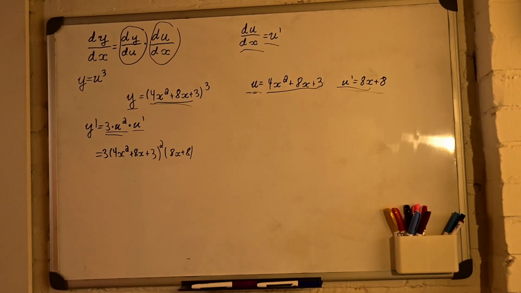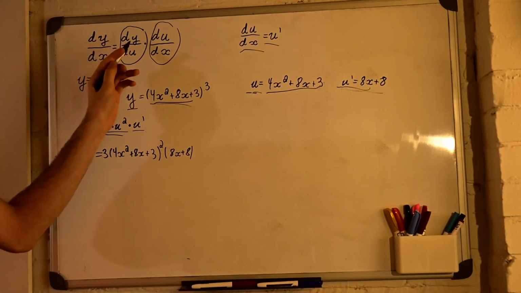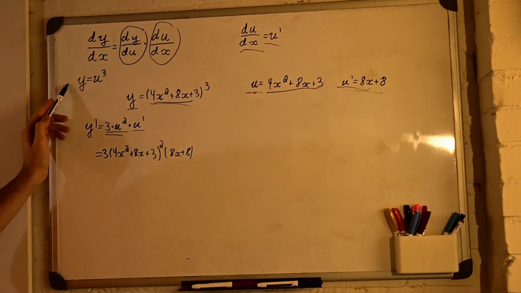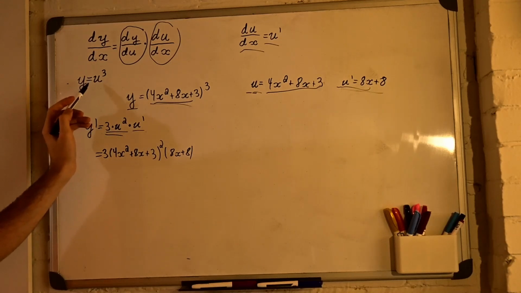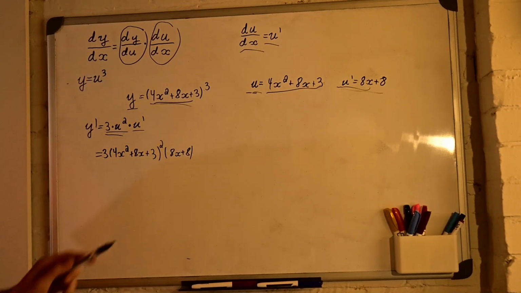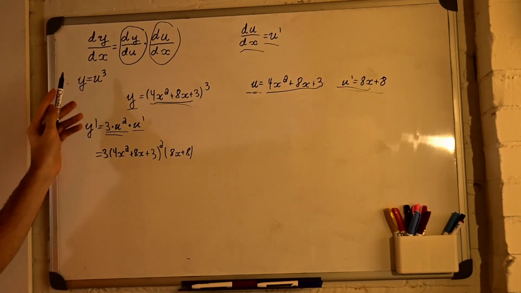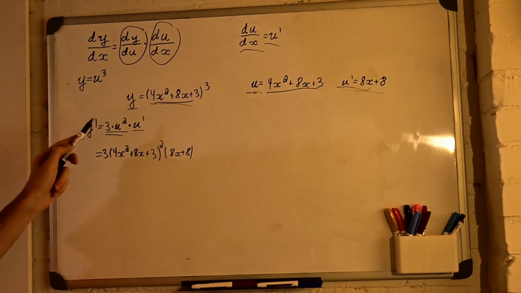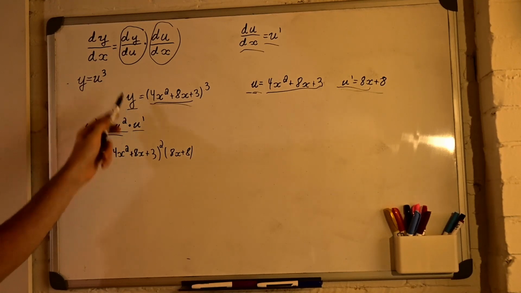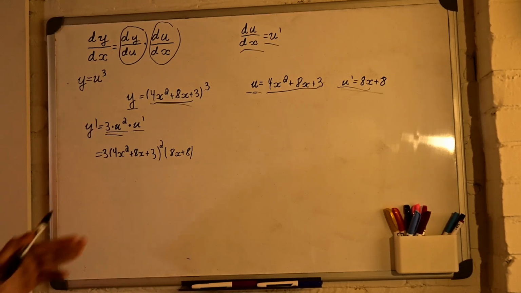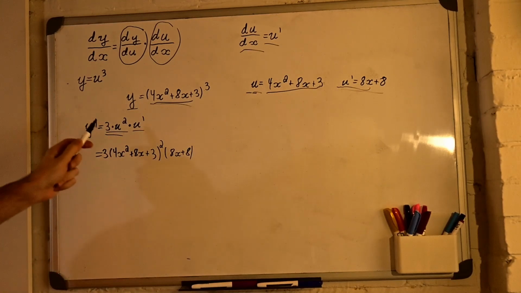Straightforward. And so now we want to find the derivative of y with respect to u. So if y is equal to u cubed, then y prime, or the derivative of y, will just be 3u squared, right? Power rule. Simple, straightforward. So that's part one of the chain rule.